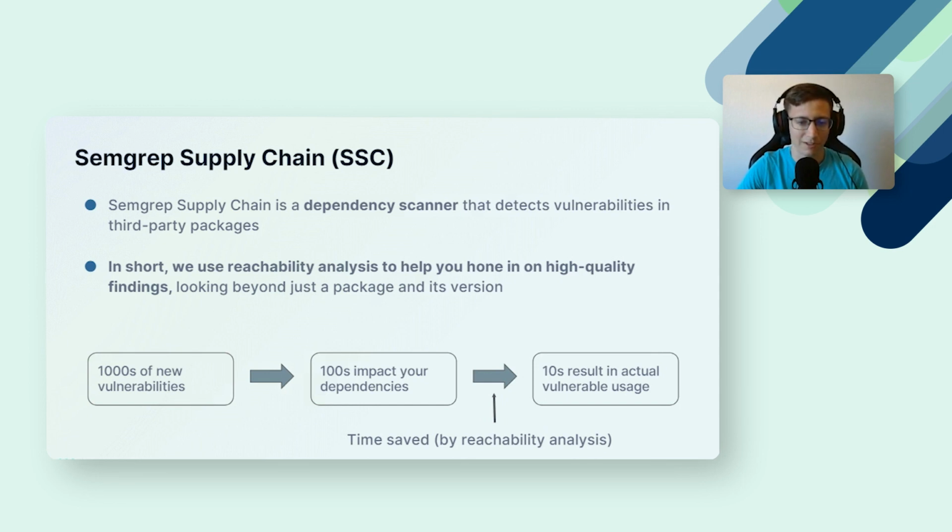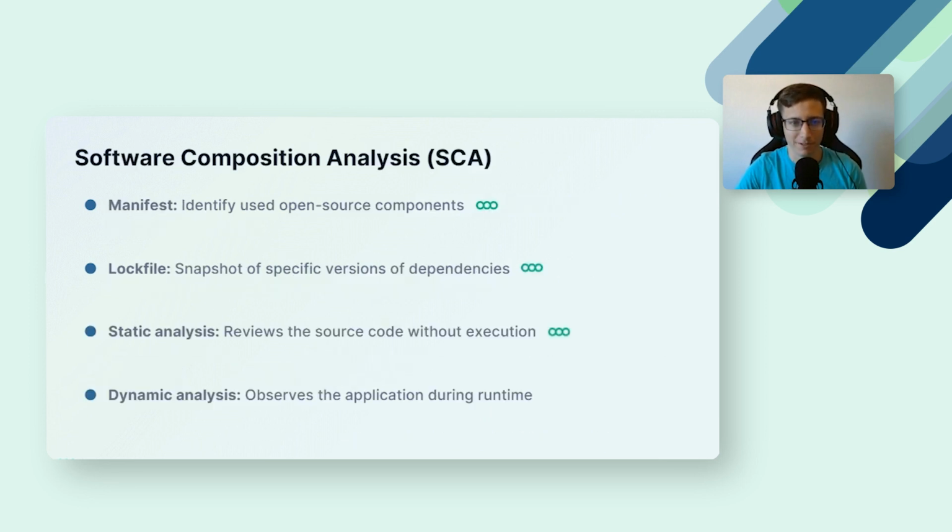Afterward, we can look at some more research backing our claim here, which suggests reachability reduces thousands of alerts into tens of high-quality findings. So here I've broken up SCA into 4 different categories: manifest, log file, static analysis, and dynamic analysis. Each of these offer insight into a project's dependencies, just in slightly different ways and sometimes majorly different ways.